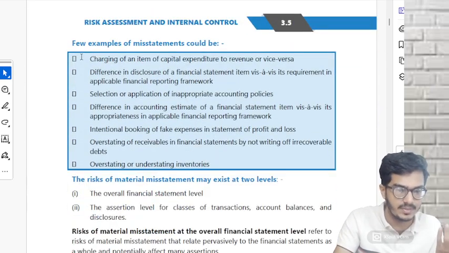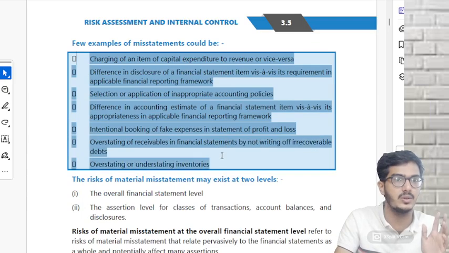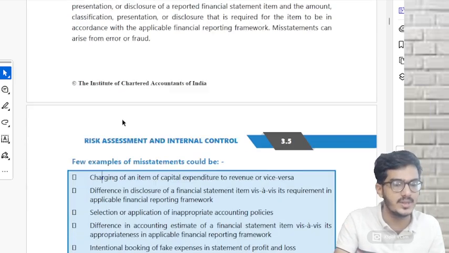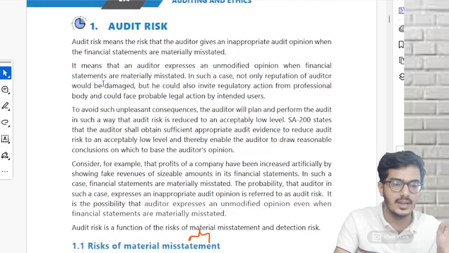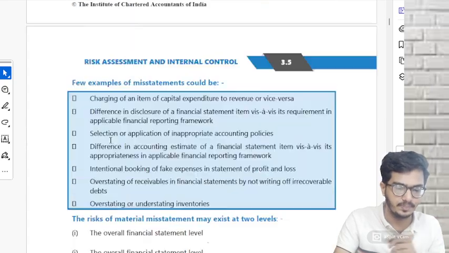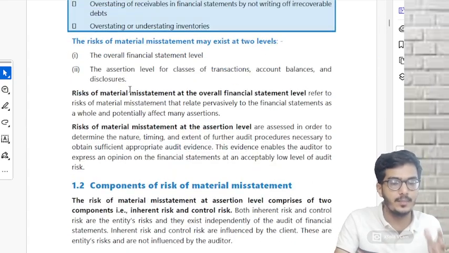They have given all those examples which I told you now, the same examples here also. Will you mark these examples? Yes, they ask in the examination: what is the meaning of misstatement? Write down various examples. In this, just the audit risk you are supposed to mark. The rest of the entire thing you are supposed to do. Okay. Now, very important, risk of material misstatement.